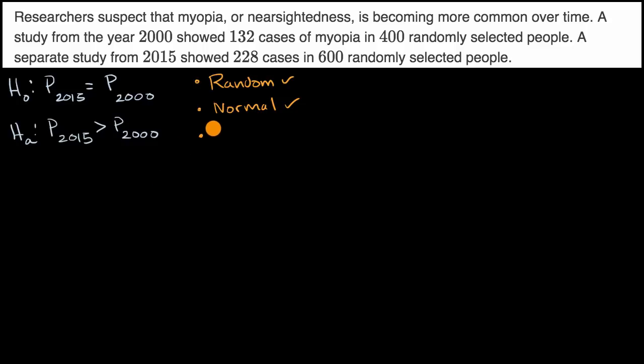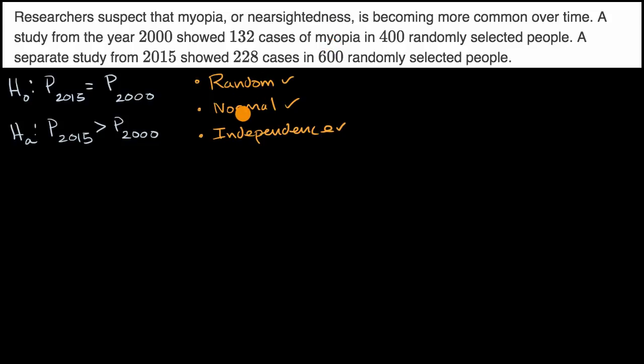And then the last condition that we always talk about is the independence condition. And two ways to get there. Either you are sampling with replacement, or you feel good that your sample size is no more than 10% of the population. And I think it is safe to say that even this larger sample of 600, there's more than 6,000 people out there. And so I think it's reasonable to say that we're meeting that independence condition, even though they're not making it explicit here. But it's good to always think about this.